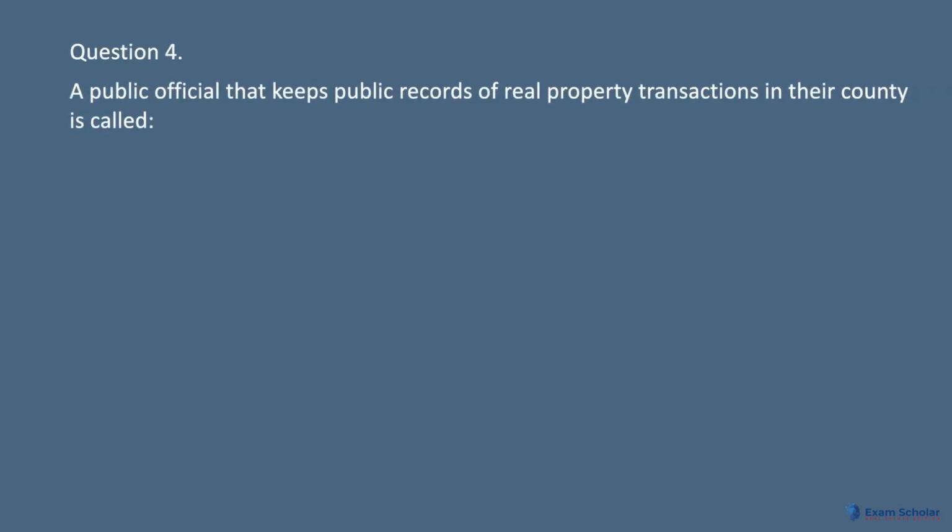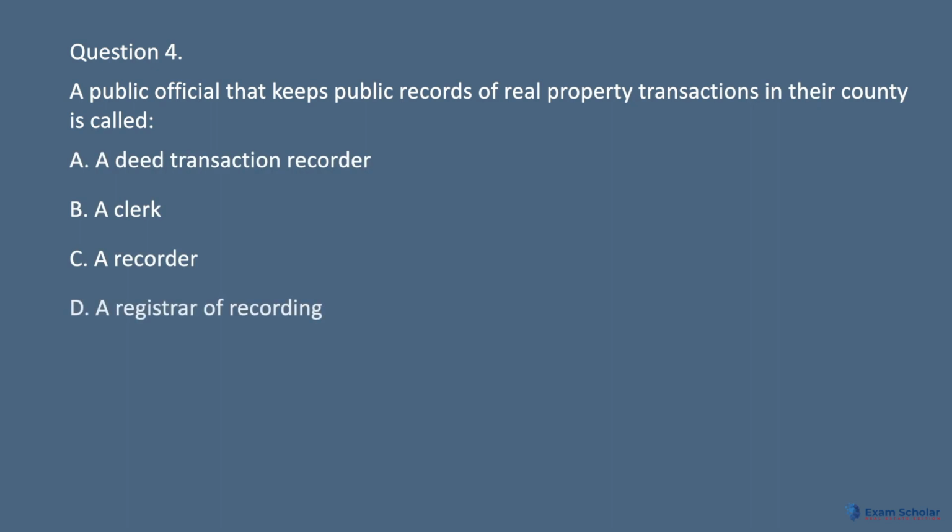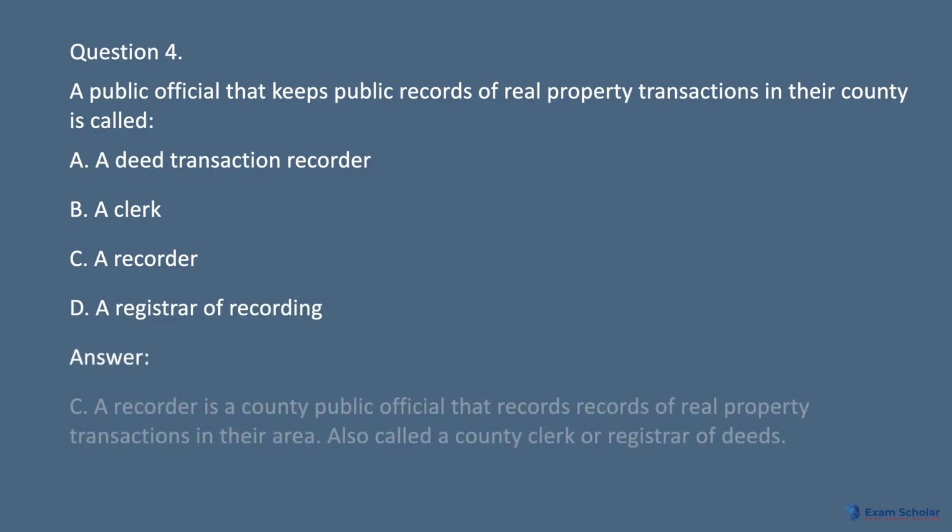Question 4. A public official that keeps public records of real property transactions in their county is called A. A deed transaction recorder. B. A clerk. C. A recorder. D. A registrar of recording. Answer C. A recorder is a county public official that records real property transactions in their area. Also called a county clerk or registrar of deeds.